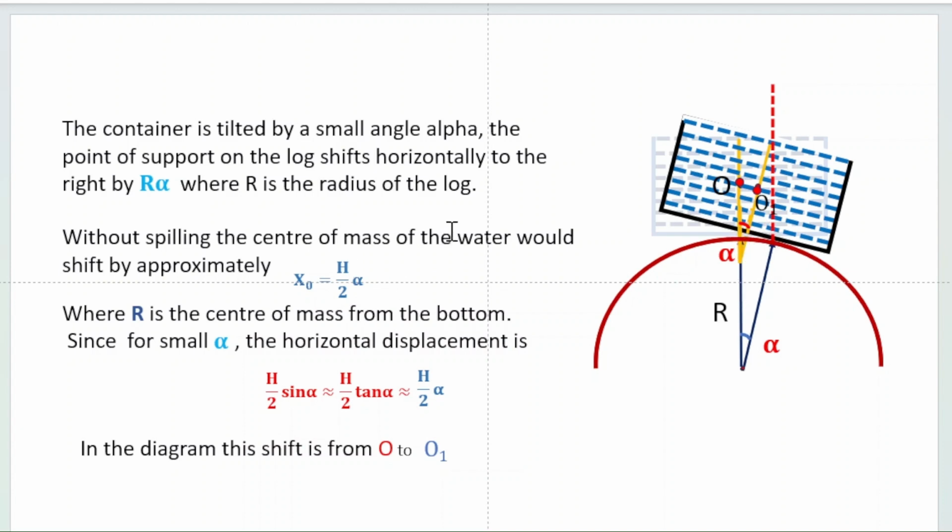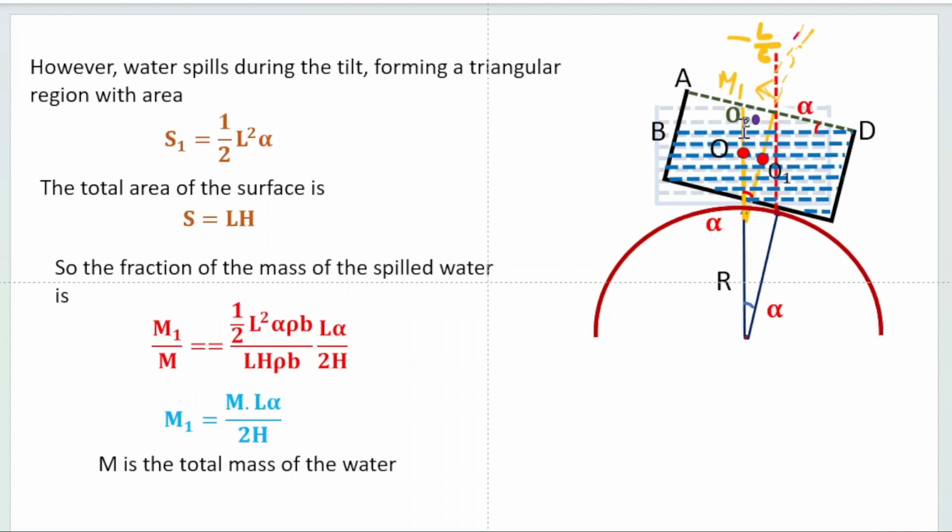Here this is the approximation. The exact value we can write as h by 2 sin alpha. Here alpha is very small, therefore it is equal to h by 2 tan alpha, and it can be written as h by 2 alpha. Therefore, the displacement of the container due to the tilt I can write as h by 2 alpha. In step 2 we have to calculate the displacement of the remaining mass.